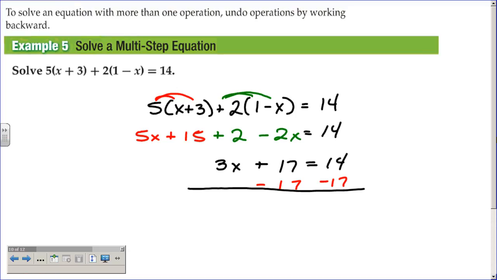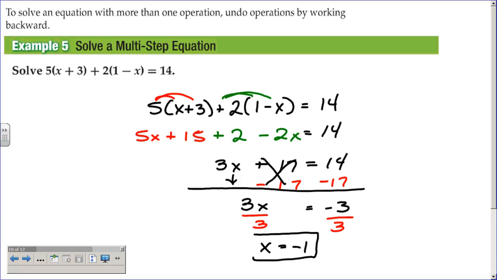We were subtracting 17 from both sides. 14 minus 17 is negative 3. All right, those are opposites. They're gone. The 3x comes down. And now I will get rid of the 3 in front of the x by dividing both sides by 3. And that results in x equals negative 1. Okay, because negative 3 divided by 3 is negative 1.